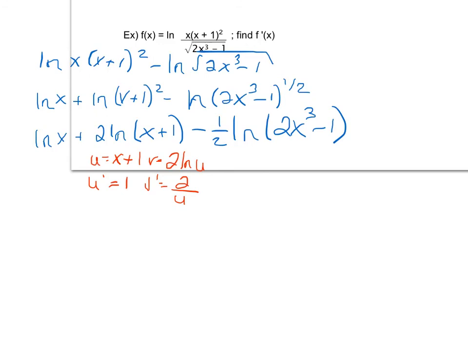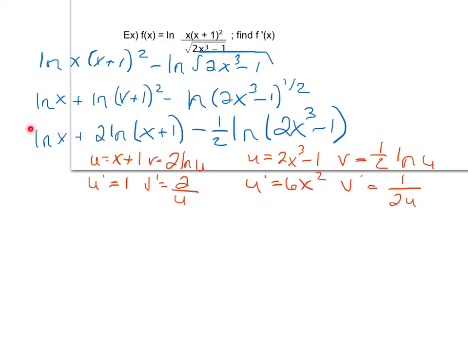On my third term, doing the same thing, I'm going to let u equal 2x cubed minus 1, v equal 1/2 ln of u. U prime then is 6x squared. V prime is then 1/2 times 1 over u, so I'm going to say 1 over 2u. And now I'm going to use those to aid me in differentiating this piece here.